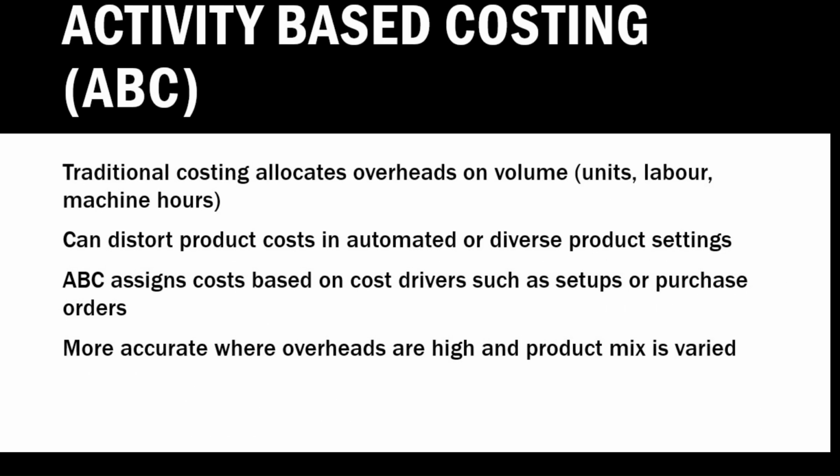Activity-based costing. Traditional costing spreads overheads across products using units, labor hours, or machine hours. But in modern businesses with automation, this often produces distorted product costs. Activity-based costing, or ABC, recognizes that activities consume resources, and products consume those activities. It therefore assigns costs using cost drivers such as the number of setups, the number of purchase orders, or inspection hours. This makes ABC more accurate when overheads are high and products are diverse.